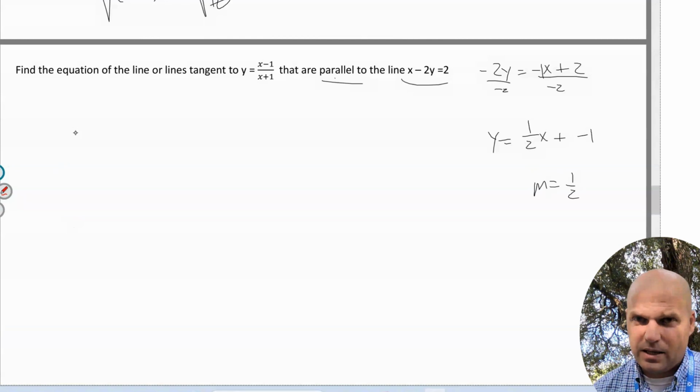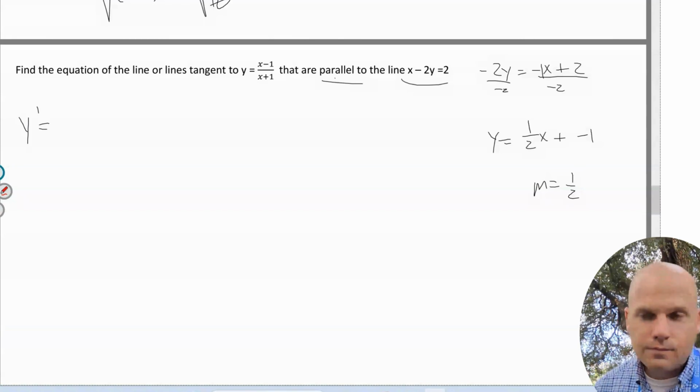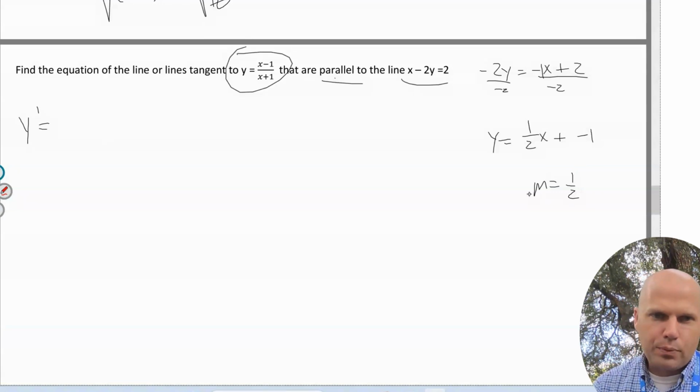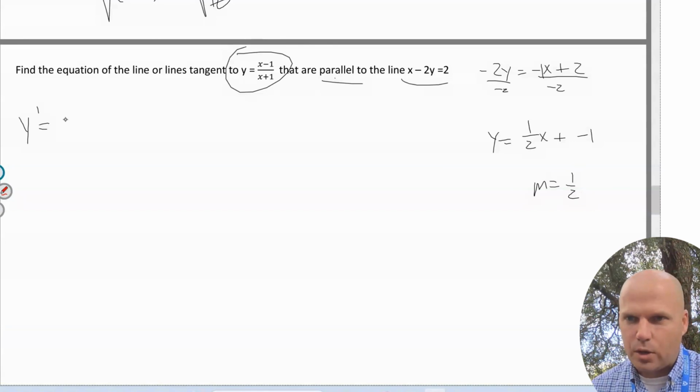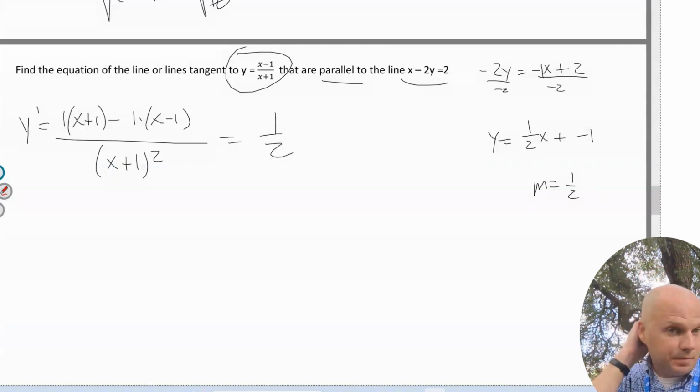I feel like this might not work out nicely, but let's find out. When will these slopes equal this? Let's get our slope equation. Slopes of the top times the bottom, minus the slopes of the bottom times the top, all over the bottom squared. When will this produce a slope of a half?